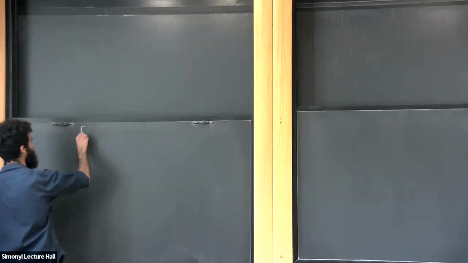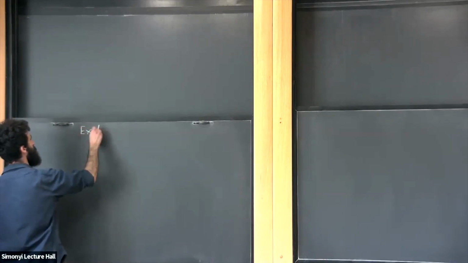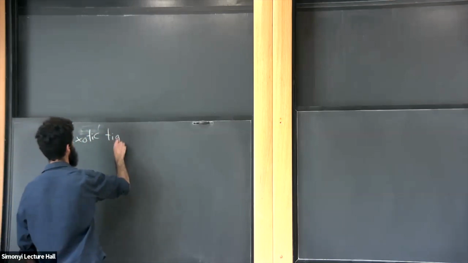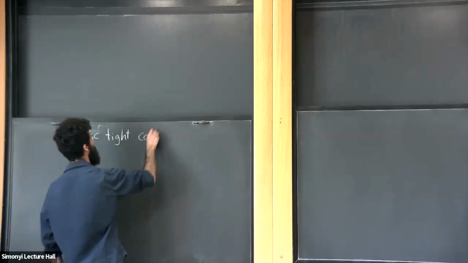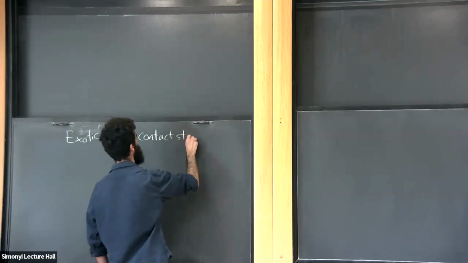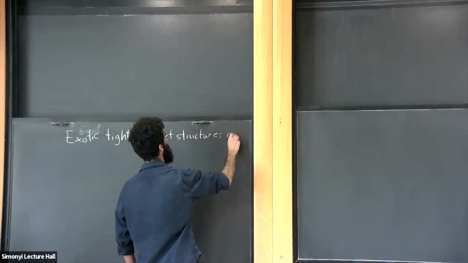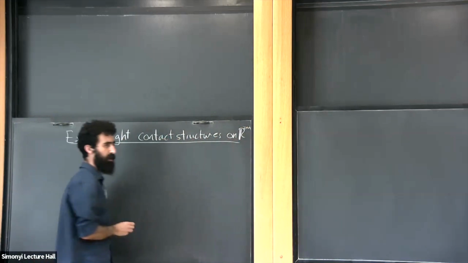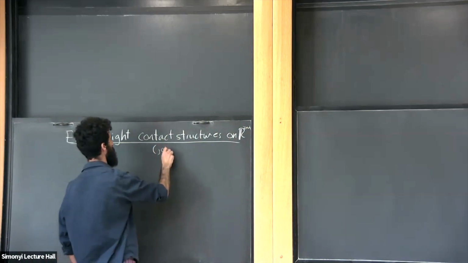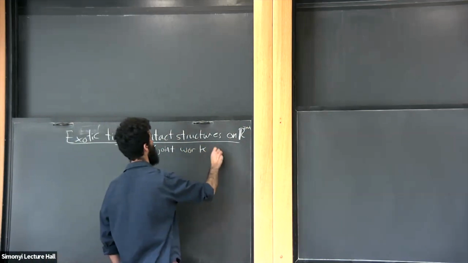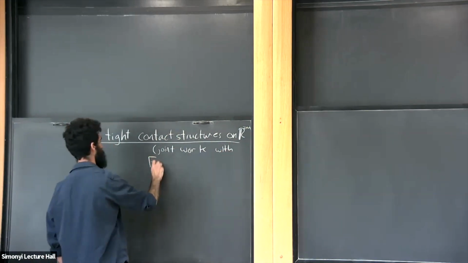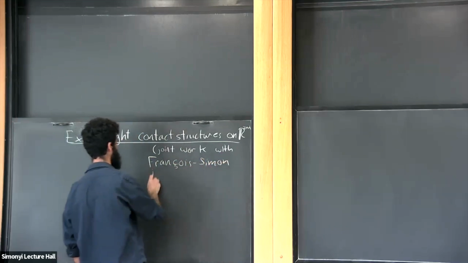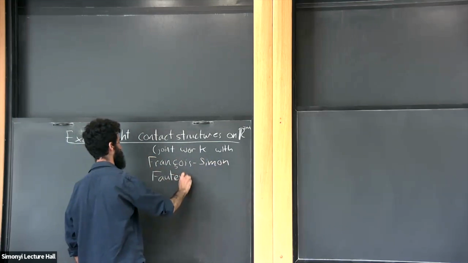So I suppose I could have written this before. Exotic. I don't know if I included type in the title, but I should have. Exotic type contact structures on R^{2n-1}. And I'll be describing work with, this will take me a while, François-Simon Fauteux-Chapleau.